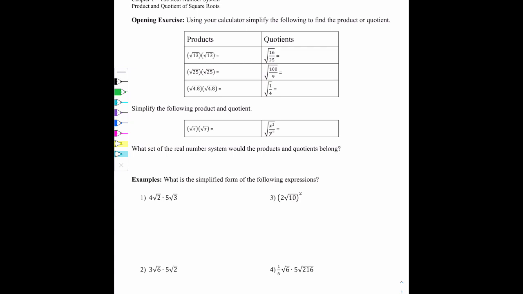Our next lesson is called Product and Quotient of Square Roots. So to begin our lesson today, I would like you to complete the opening exercise. Using your calculator, simplify the following to find the product or quotient.